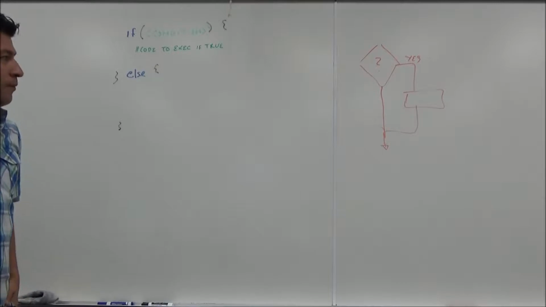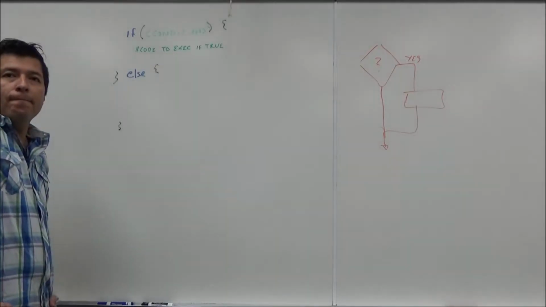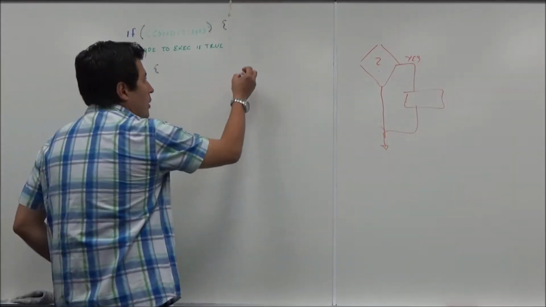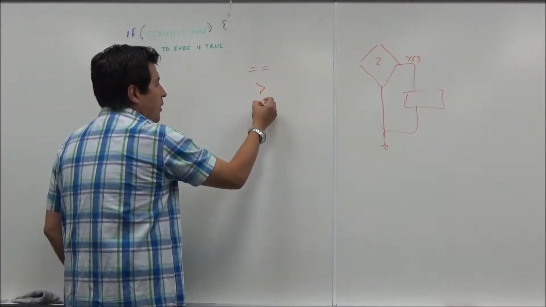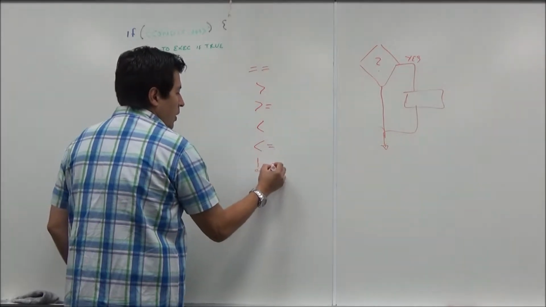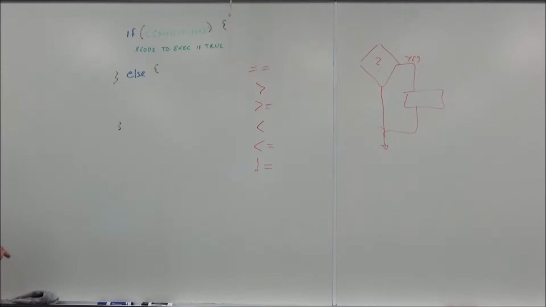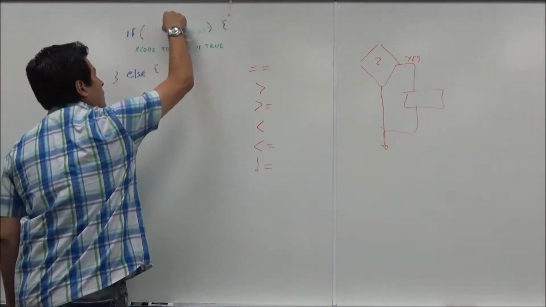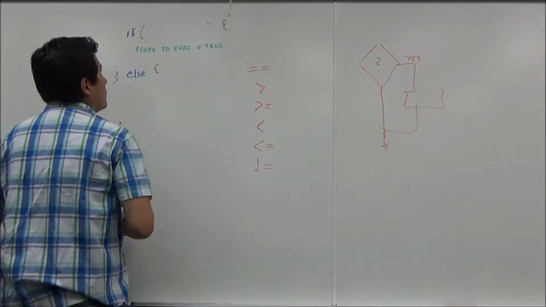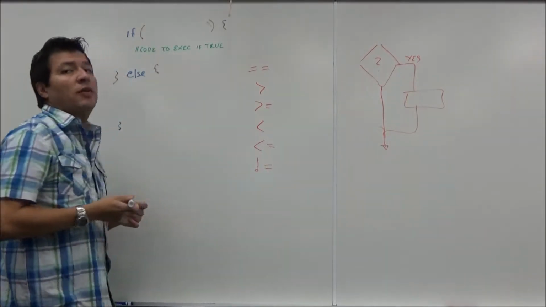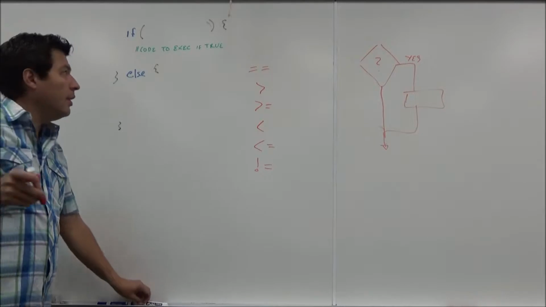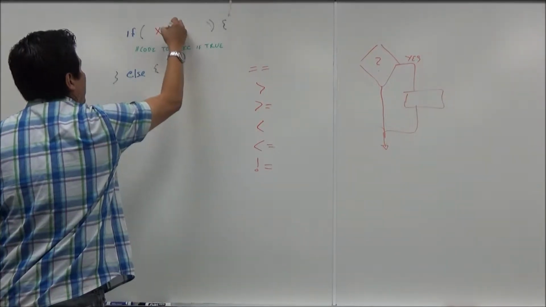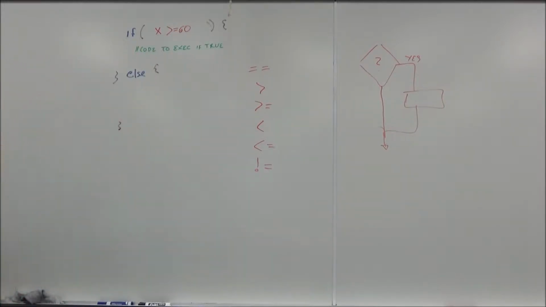So, reviewing the logical operators, you remember we did equals, greater than, greater or equal, less than, less or equal, and not equal. Remember those? So, there are many ways to do this. Let's say my condition is x greater or equal than 60. But I only want to execute if that's not true. What shall I do?